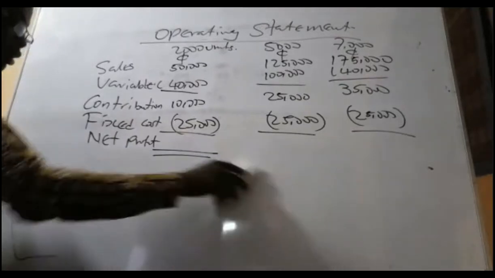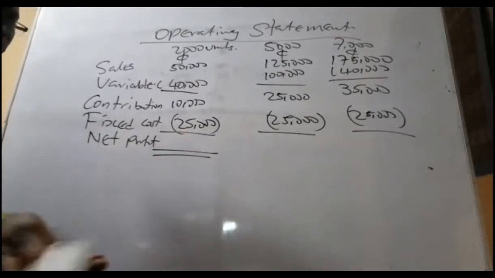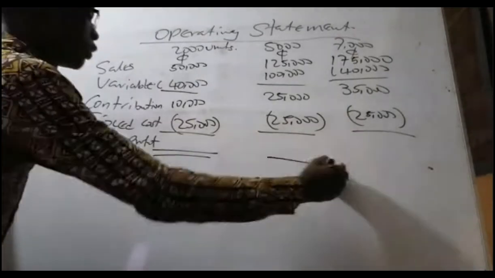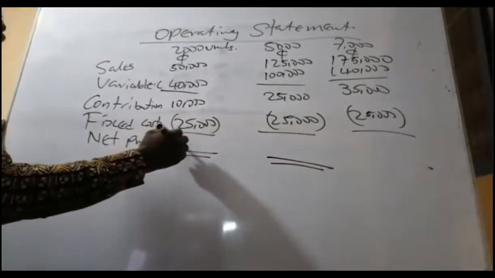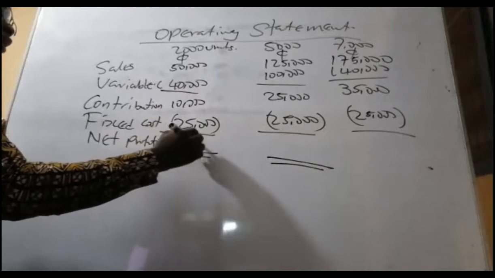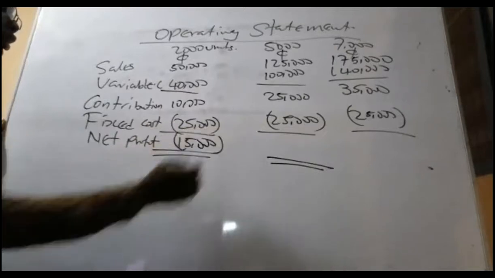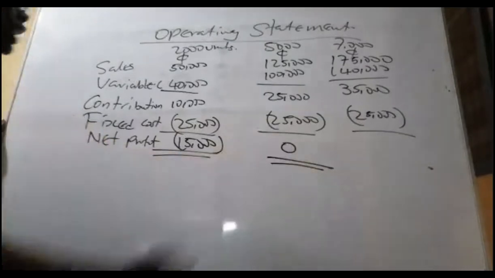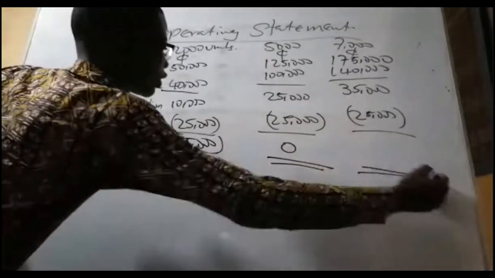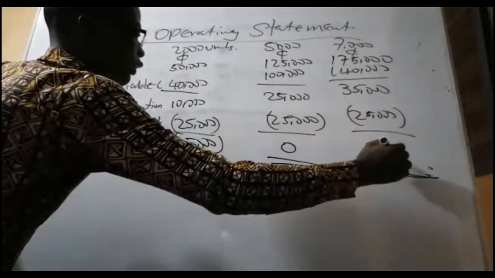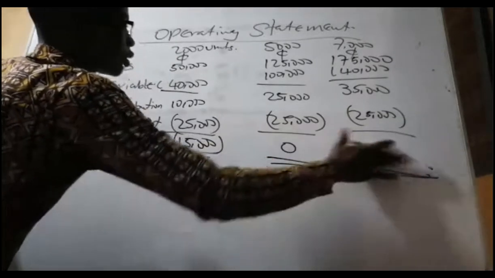Copy the question. So what will be the net profit here? A loss of 15,000, right? Good. And here a profit of 0. And then a profit of what? 10,000. Good.